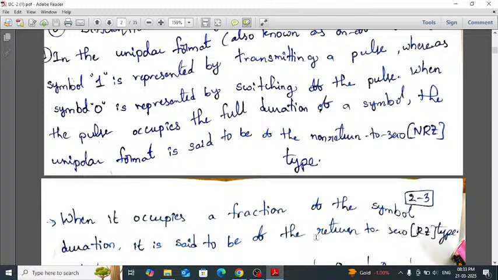Previously we have seen the example. The same example we can redraw here also for the unipolar format. So the basic type is the unipolar format, the first technique. I am scrolling this down. I think now you understood what the unipolar format is, so we will go for the example.